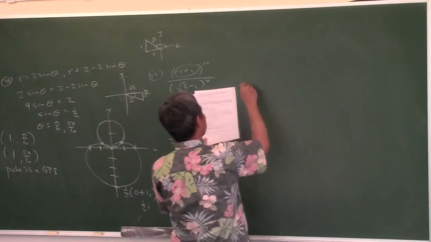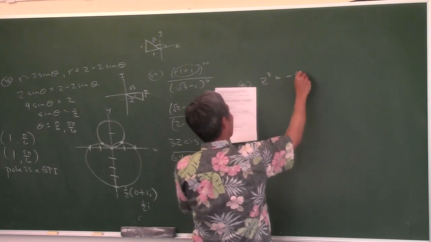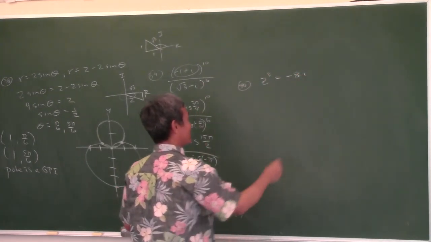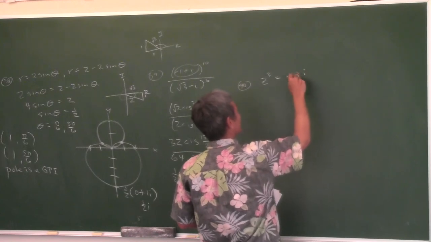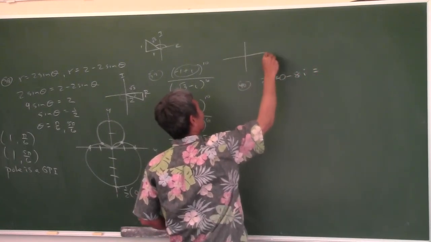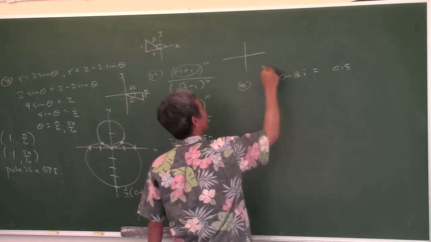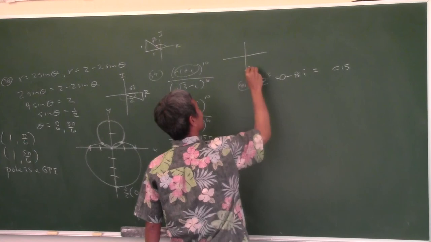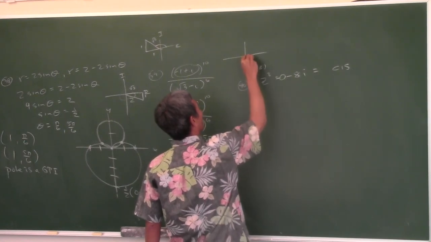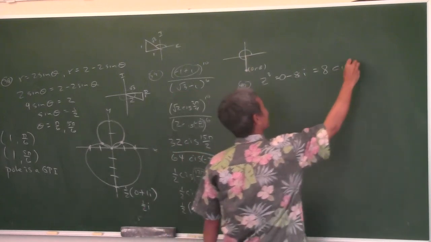Last problem. z cubed is equal to negative 8i. Now the first thing you want to do is change this into polar form. So you might want to put the 0 there. Now, again, change it to polar form. If I plot the point 0, negative 8, you'd be down here. How far from origin am I? 8. What's this angle going around there? 3 pi over 2.